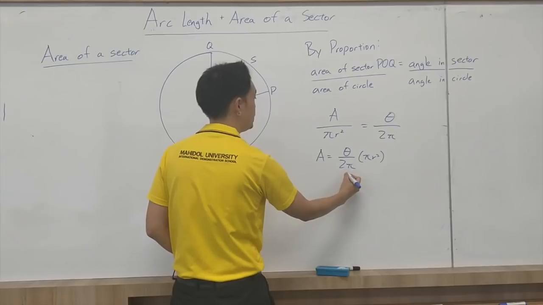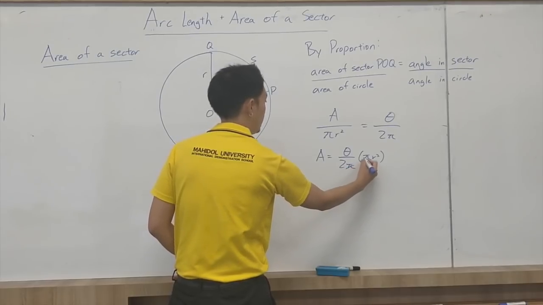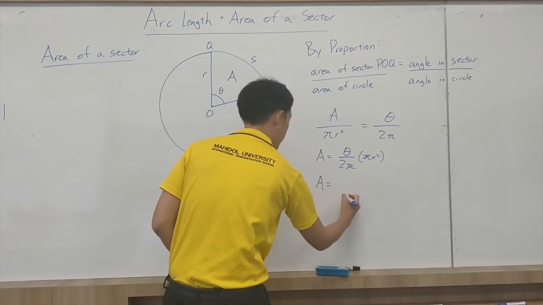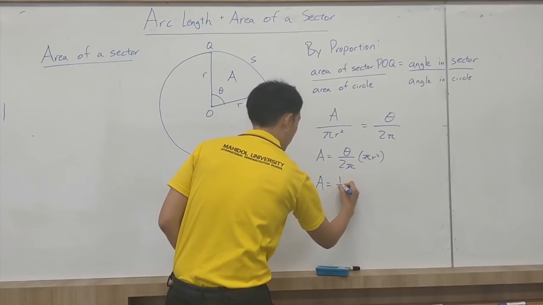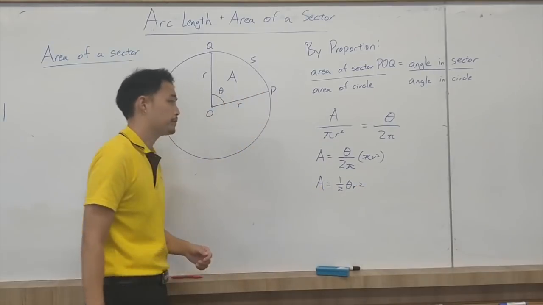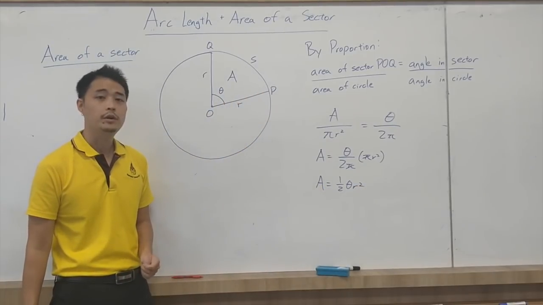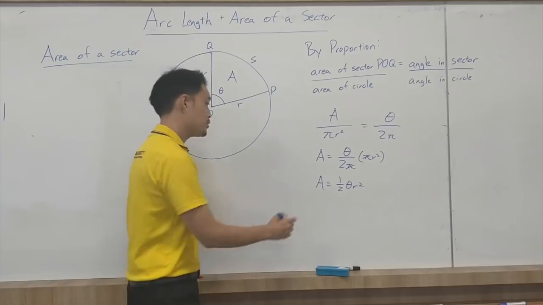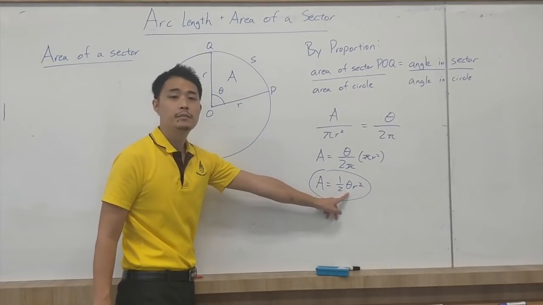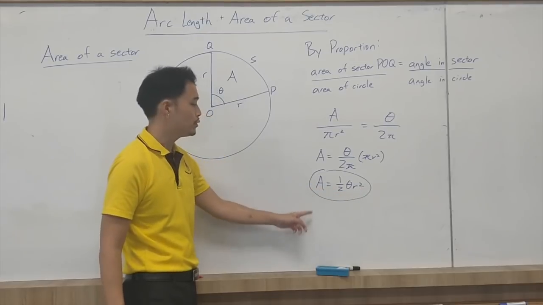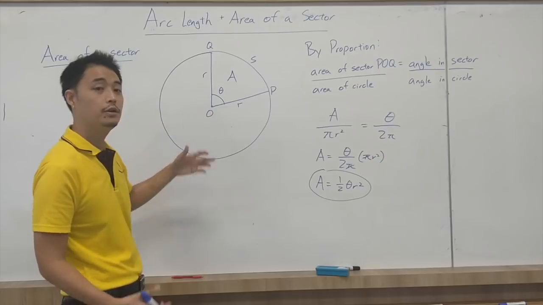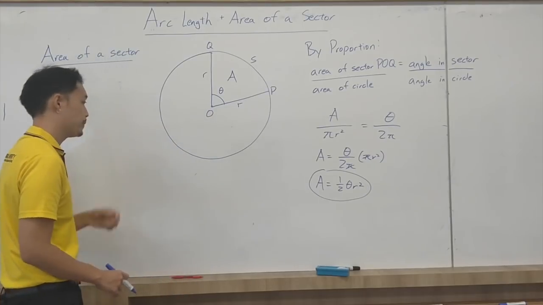As you can see here, our pi's cancel out. So we end up with an area equal to 1/2 theta r squared. Okay? So that's going to be our first formula. If I give you an angle and the length of the radius, you can tell me the area of the sector. So if I give you r and theta, you can give me the area of the sector.